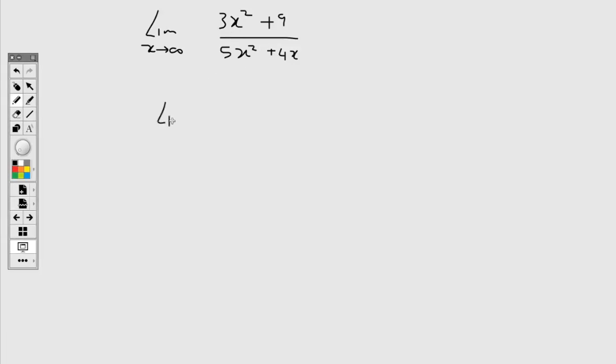So I have the limit as x tends to infinity. We have 3x squared divided by x squared.